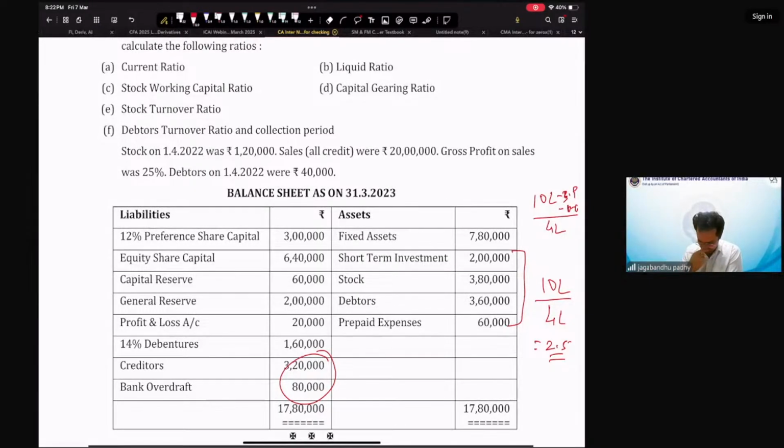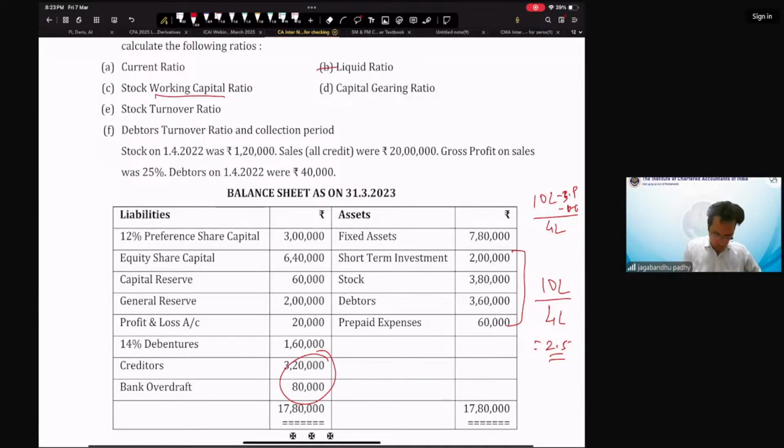10 lakh minus 3.8 minus 0.6. How much is this liquid ratio? 1.4. Perfect. 10 lakh minus 3.8 minus 0.6 is 5.6, divided by 4 is 1.4. Correct? 1.4 is the liquid ratio.